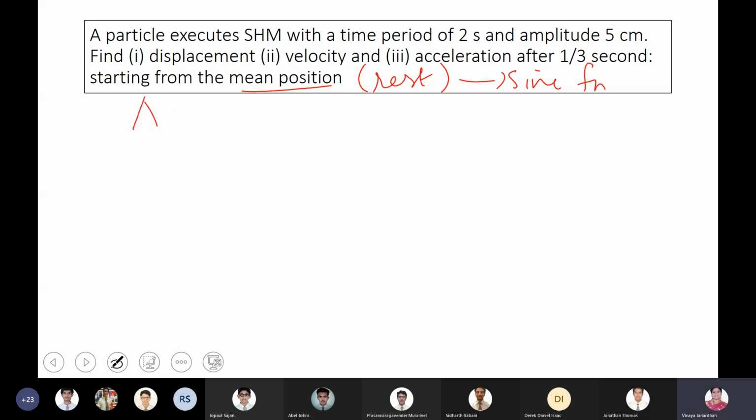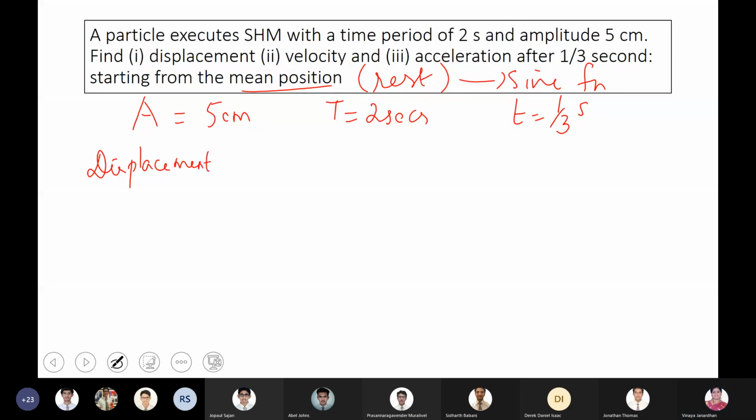So what is the amplitude? 5 centimeter. Time period is 2 seconds. Then the time t is equal to 1 by 3 seconds. So what is the function for displacement? How will I write it? Displacement x is equal to A sine omega t.